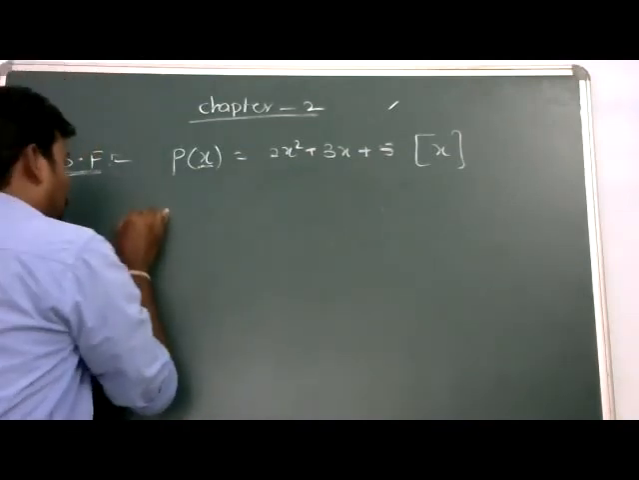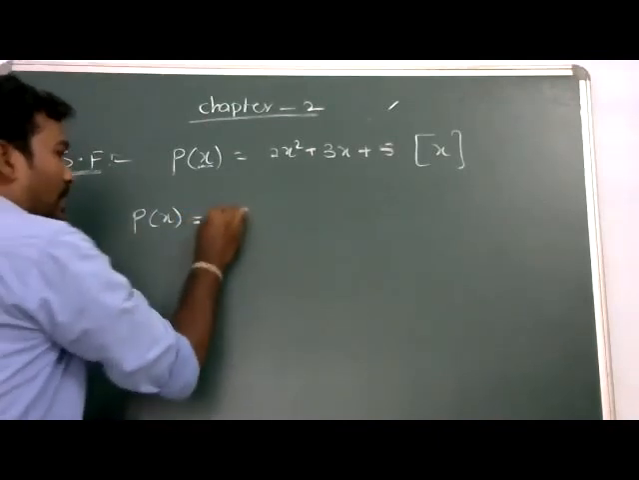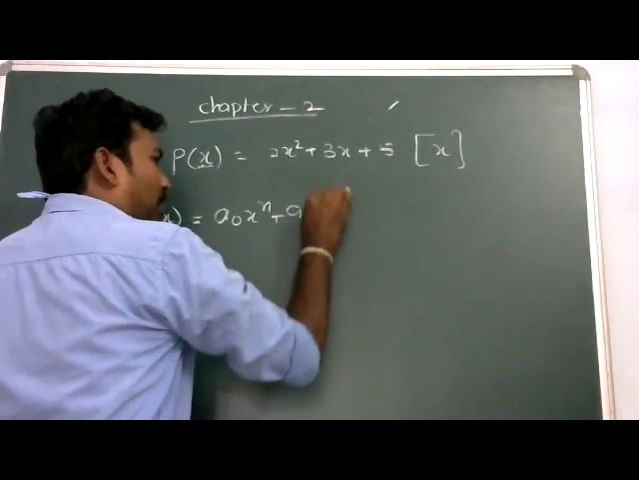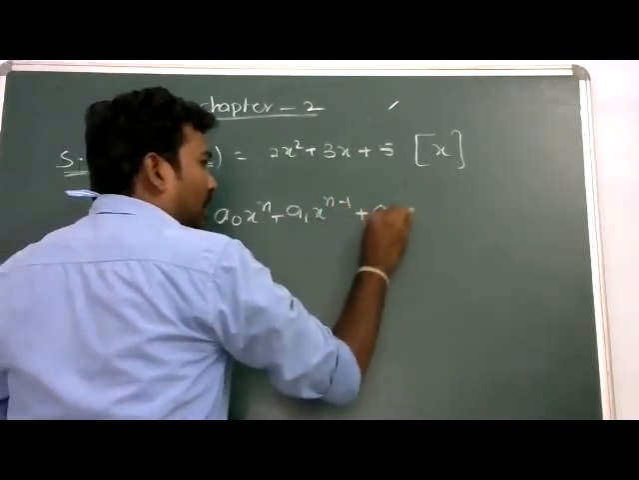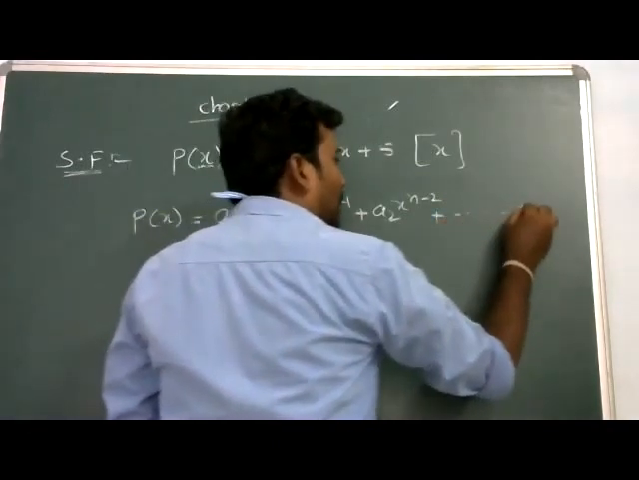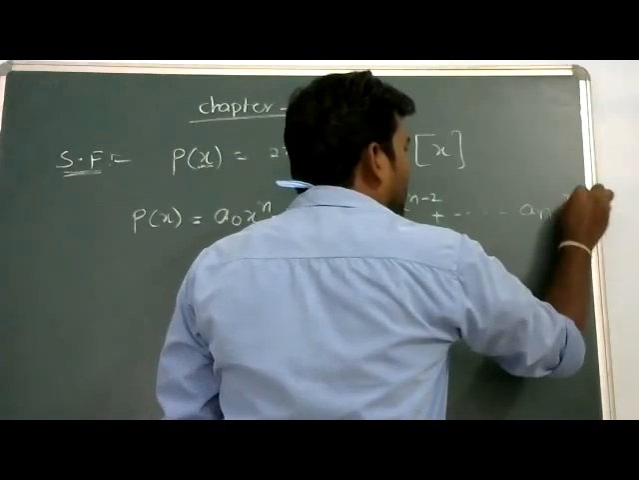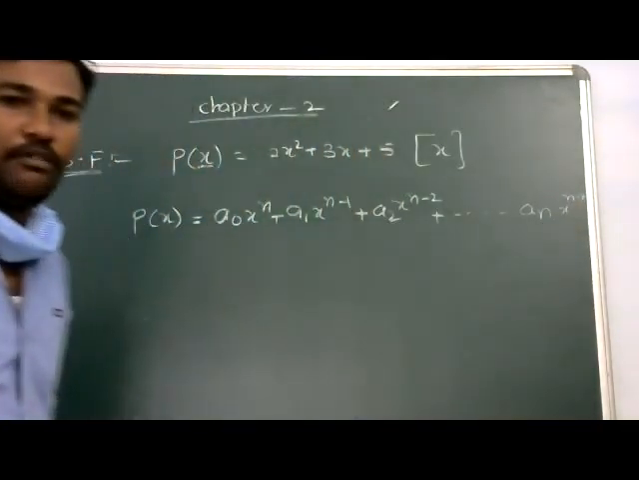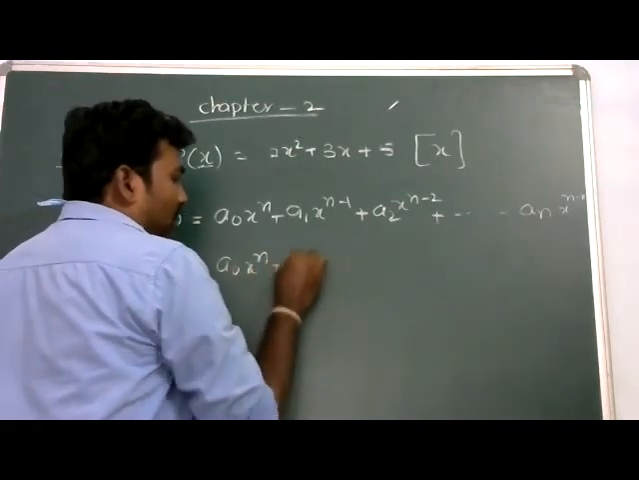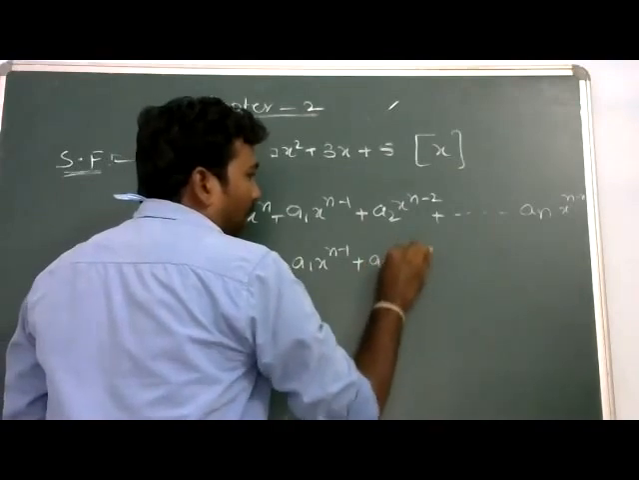Now you can come to the standard form. p of x equals a0 x power n plus a1 x power n minus 1 plus a2 x power n minus 2 plus and so on, up to an x power n minus n. Finally, you can write it as a0 x power n plus a1 x power n minus 1 plus a2 x power n minus 2 plus and so on.